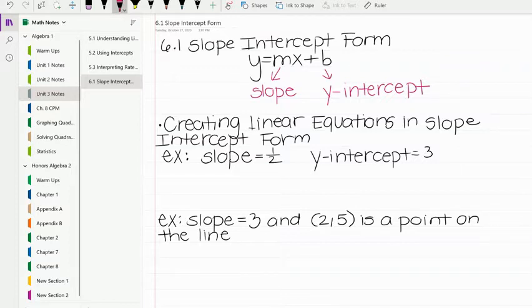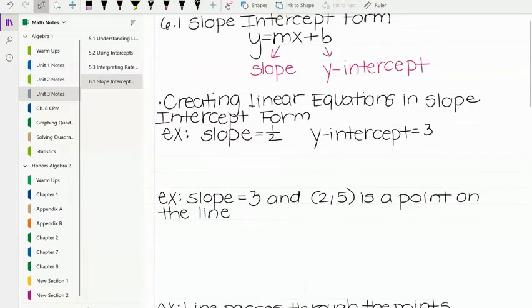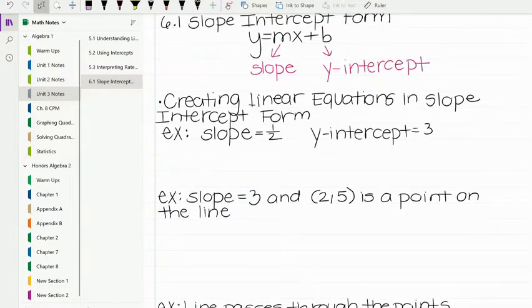Our first of 3 topics is creating linear equations in slope-intercept form. We start off in the easiest format, and then we'll work our way up to the hardest. When I say easiest, I mean we're given the most information. In this one, we need to put it in slope-intercept form, which is y equals mx plus b, and we know the slope and we know the y-intercept. So really, if we know how to identify that, we can easily plug it in.